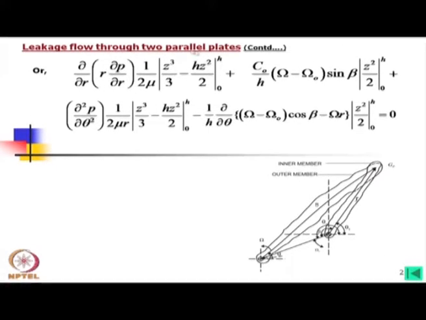Then if we integrate and put our limits, we get this equation: del by del r r del p by del r 1 by 2 mu z cube by 3 minus h z square by 2, 0 to h, plus c 0 h omega 0 sin beta z square by 2, 0 to h, plus del square p by del theta square 1 by 2 mu r z cube by 3 minus h z square by 2, 0 to h, then 1 by h del by del theta whole into omega minus omega 0 cos beta minus omega r z square by 2, 0 to h.